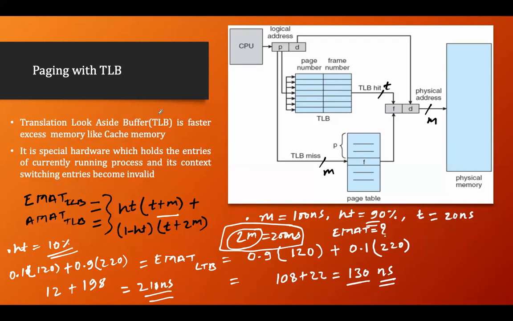So TLB totally depends upon the hit ratio. We have to watch the hit ratio in the TLB, and we have to put those pages which are going to be used in the future, as per the concept of locality of reference, right? So with this, you got the idea about paging with TLB, that is translation lookaside buffer.